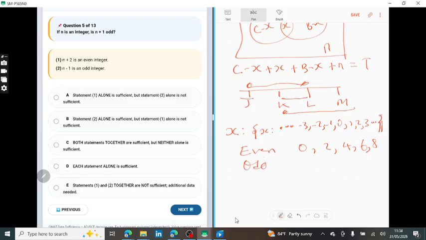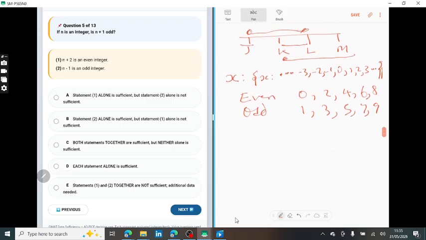Odd integers end with 1, 3, 5, 7, 9. Now, in answering this question, statement 1 states that N plus 2 is an even integer. You will notice that the only number you can add 2 to and still get an even integer must be even. So let's say the number is 4. 4 plus 2 is 6, and 6 is an even integer. But then 6 plus 1 is odd. So that statement alone is sufficient.